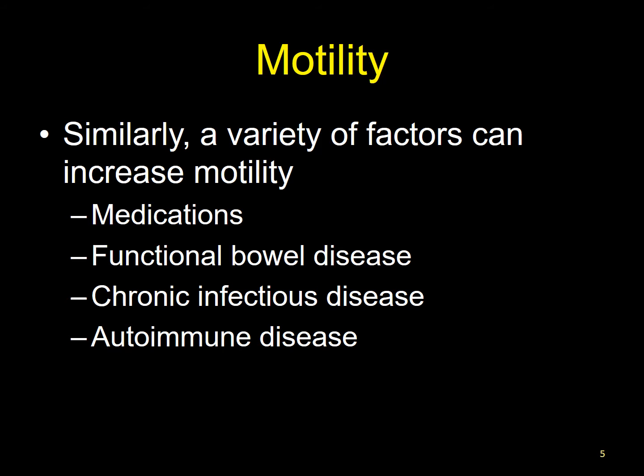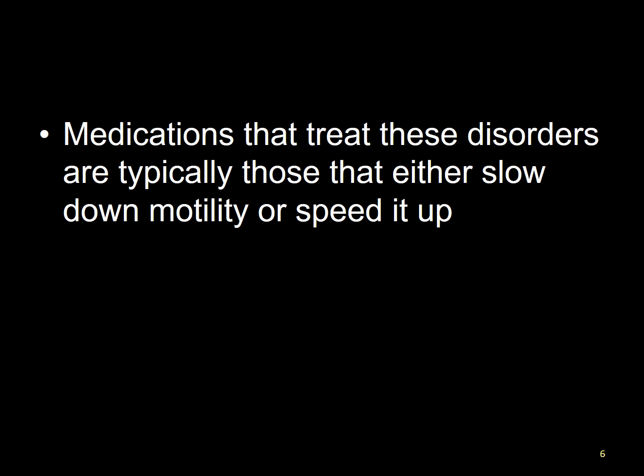Now sometimes it is horrible. I mean, the gut's just so ulcerated and stuff pours out, and people have to have diverting ileostomies just to get a chance for their gut to rest. But autoimmune disease, when it affects the gut, is just about diarrhea, whereas functional bowel disease can go either way. So, medications that treat these disorders are typically those that either slow down motility or speed it up. So keep that in mind.